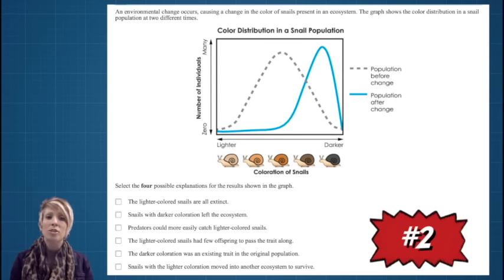Now let's take a look at the question. It says, select the four possible explanations for the results shown in the graph. So there's something that might have caused there to now be more darker snails. And there's four possible things that could have caused that. Take a minute to pause the video here, read those options, and check the four items that you think might have caused the darker snail population to increase.